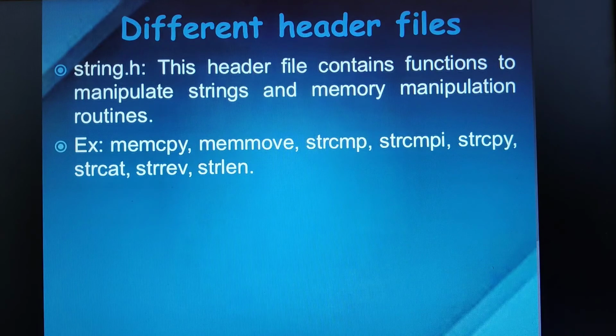Memory manipulation routines, in the sense, we have one of the functions known as memory copy. This memory copy is a built-in function that is used to copy a memory block from one location to another location. You can copy the contents. Next we have the memory move. Memory move means you are able to move the whole memory block from one position to another position. Memory copy is where you are creating a replica of that particular memory block.